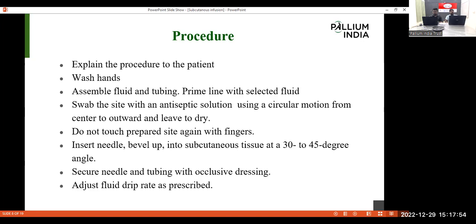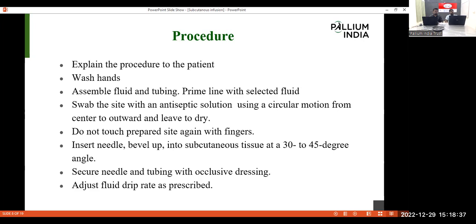Then, as with every procedure, wash hands, then assemble the fluid and the tubing. Mainly the selected fluid and the connection tubing, everything we need to set up initially. Then we need to select the site, which site we are going to inject. Then clean the area using an antiseptic solution, a soap swab. We need to clean the area in a circular motion from center outward only. Circular motion only, we need to thoroughly clean the area. Then leave it to dry for 2, 3, 4 seconds.